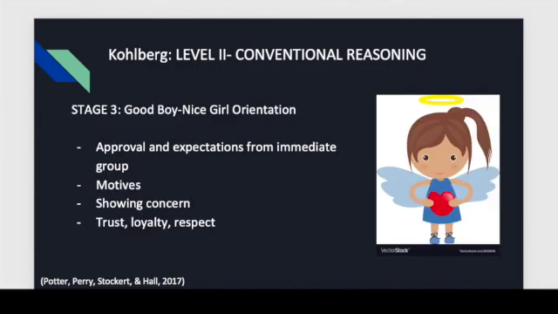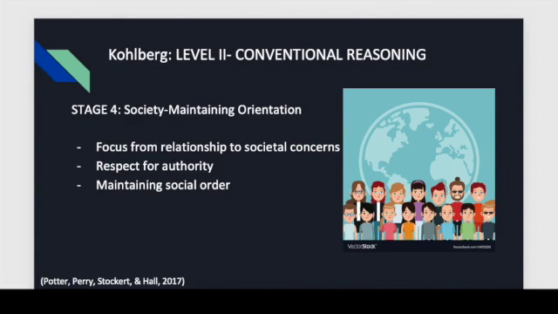During the third stage, the individual wants to win approval and maintain the expectations of the individual's immediate group. They show concern for others and keep their relationships through trust, loyalty, and respect. The fourth stage is society maintaining orientation. This stage expands the focus from relationships with others to societal concerns. Along those lines, the right behavior is thought of as doing one's duty, respect for authority, and maintaining social order. An example of this stage could be when adolescents choose not to attend a party where they know that beer will be served, not because they're afraid of being caught, but because they know that it is not right.